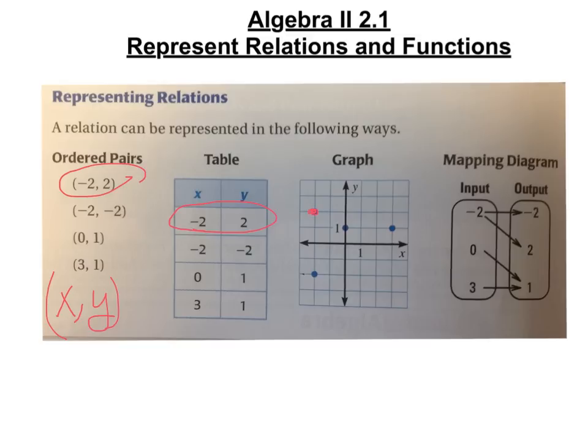Okay, a mapping diagram, they just put the x values or the input in the first column and the output or your y value in the second column, and you can see how the ordered pairs go from here. They just draw the arrows. Here you have -2, -2, and then you have -2, 2, 0, 1, and 3, 1. And you'll notice that in each set of these, no matter how it's represented, it gives you the same thing, the same answers, the same ordered pairs.